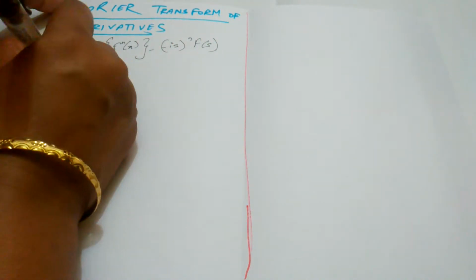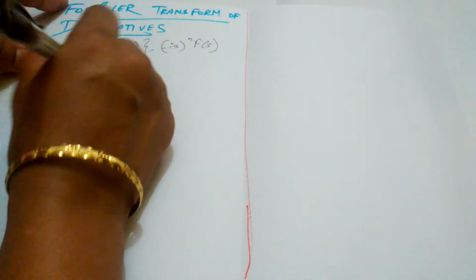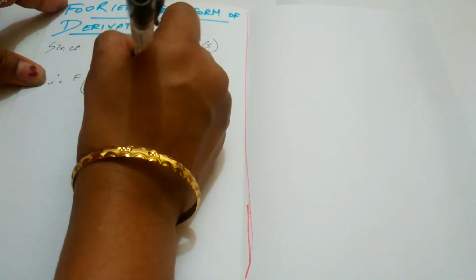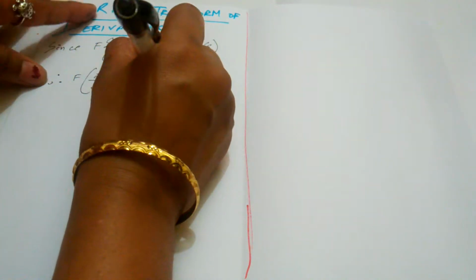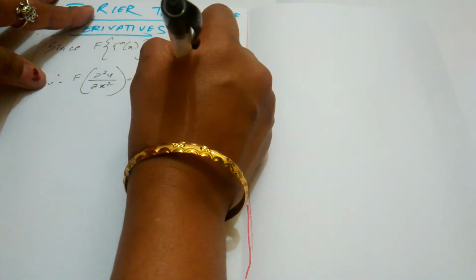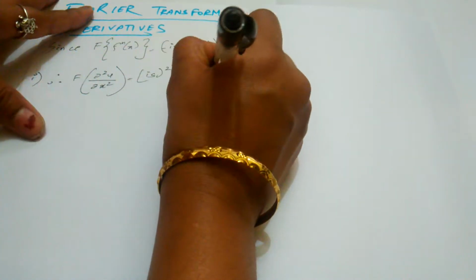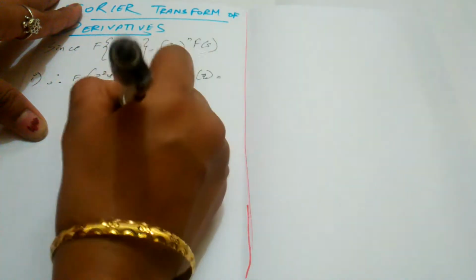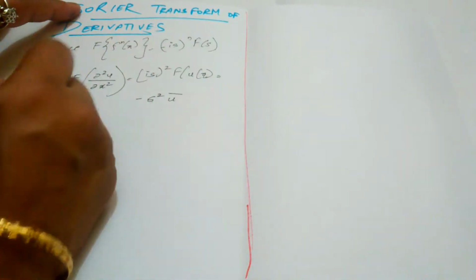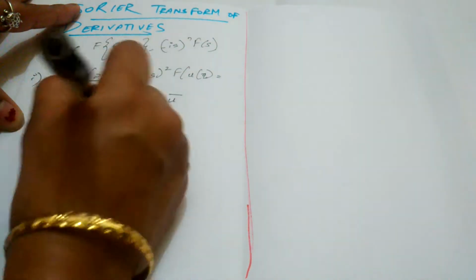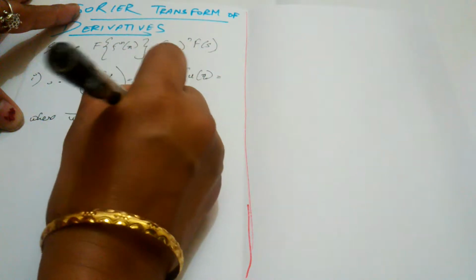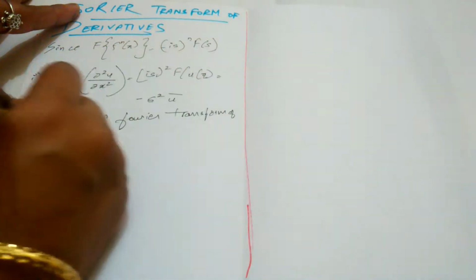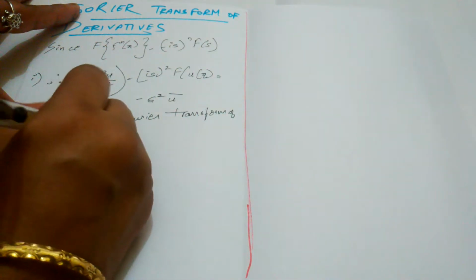First, F of d square u upon dx square is equal to (is) square, F of u of x, which comes out to be minus s square, which is equal to minus s square into u bar. Here u bar is the Fourier transform of u with respect to x.